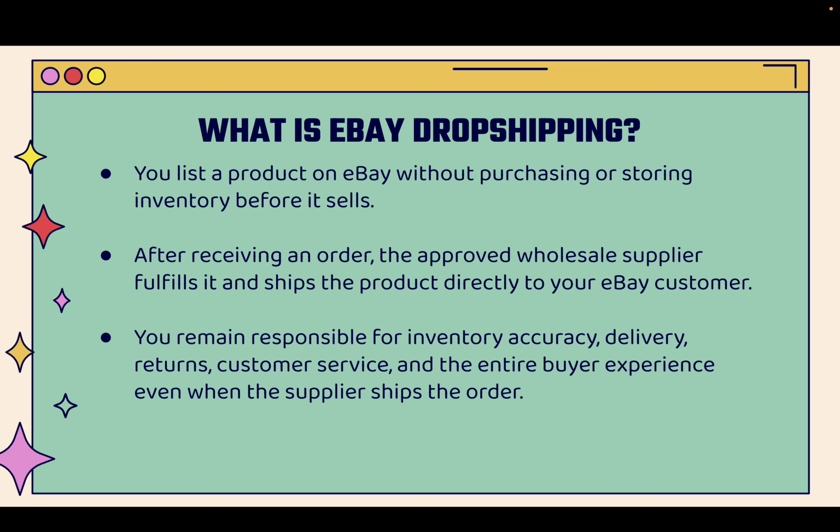Once an order happens on eBay, the approved wholesale supplier fulfills it, right? And well, how does that happen? Well, again, through Doba, right? Doba is that dropship supplier. They have over 1 million products that ship directly from the US. So we know we're always going to get that fast shipping to make sure we always get positive eBay feedback. Doba's going to ship the product directly to your eBay customer, so you never even need to touch the product. Things like inventory accuracy, delivery, returns, customer service, and basically the entire buyer experience is handled by your supplier.